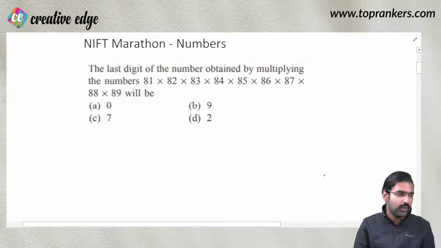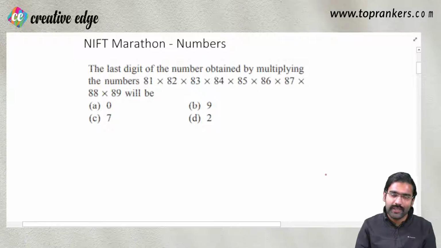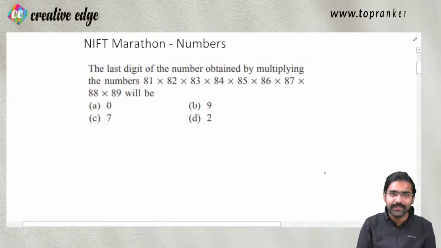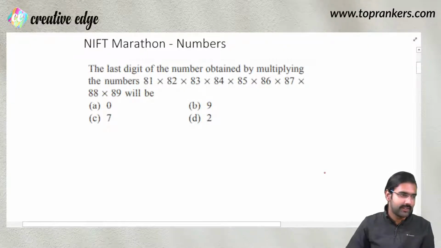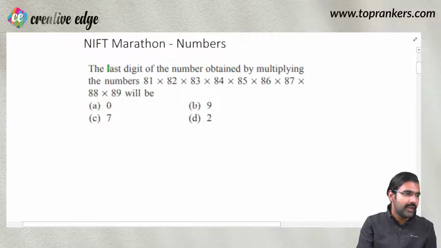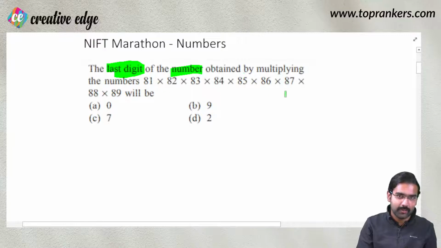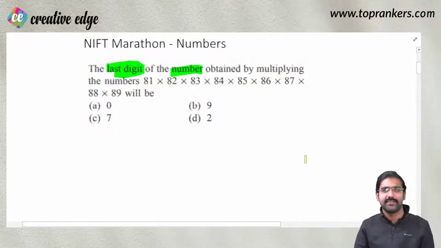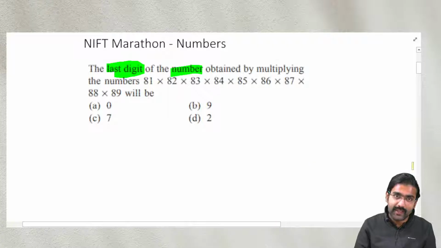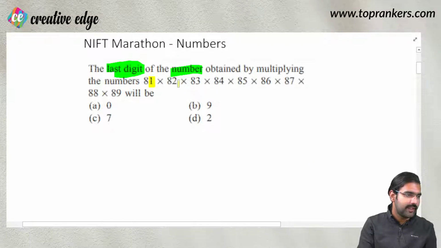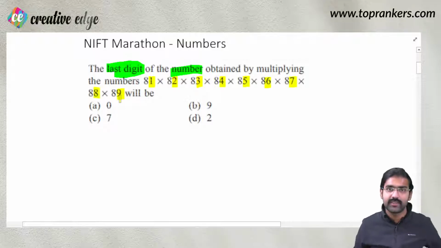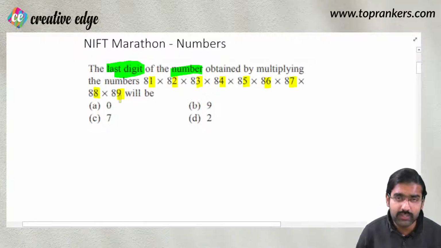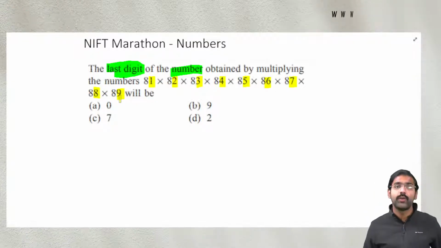Before solving this question, I'd just like to tell you that whenever such questions are asked in the NIFT examination, all you need to understand is that we are asked to figure out the last digit of the number obtained by multiplying these numbers. Please understand, whenever the last digit is asked, all you need to do is look at the last digits of all these numbers and just take the product of these last digits. Whatever is the unit digit of that product is going to be the answer.